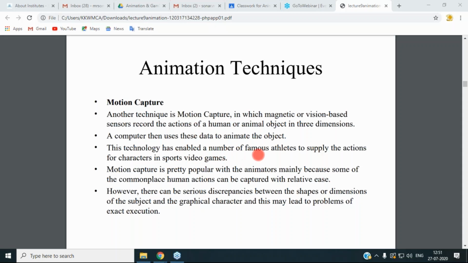This technology has enabled a number of famous athletes to supply the actions for characters in sports video games.